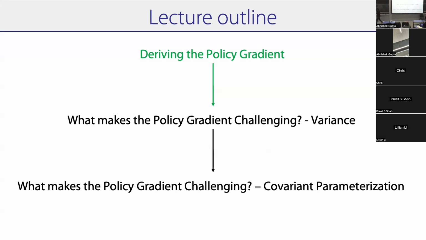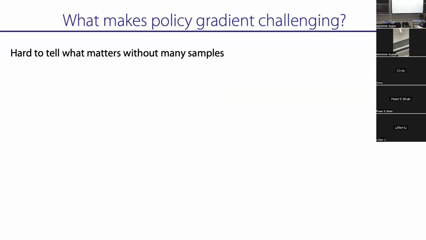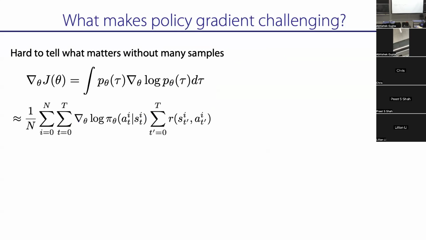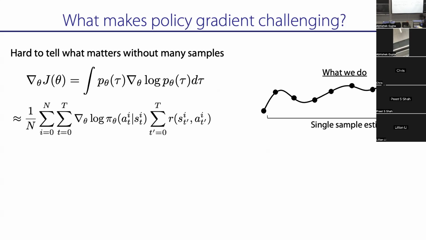So let's start by thinking about the variance. What makes the policy gradient challenging is that it's really hard to tell what matters without many samples. Right? So remind me again, Arya. What Arya was saying is, you have to sample a bunch of stuff, and you don't know which stuff is good. So in practice, policy gradient only works if you have huge batch sizes. You sample a lot of stuff and you see a lot of things. And so essentially it becomes hard to tell what matters without many samples. And this is often formalized as a notion of variance.